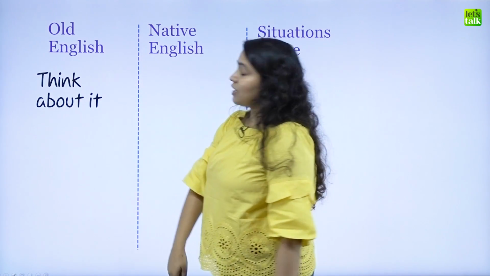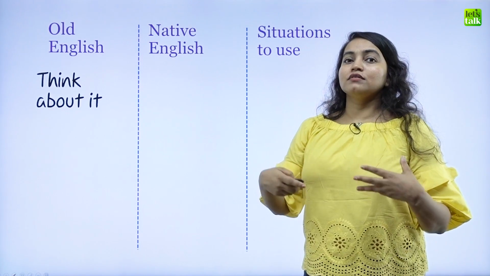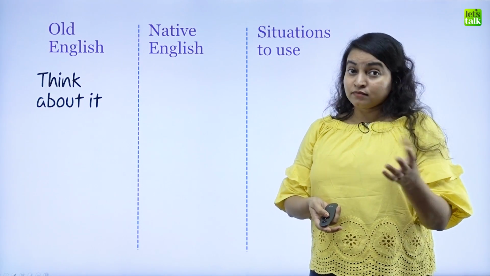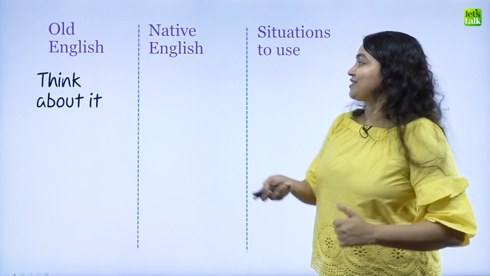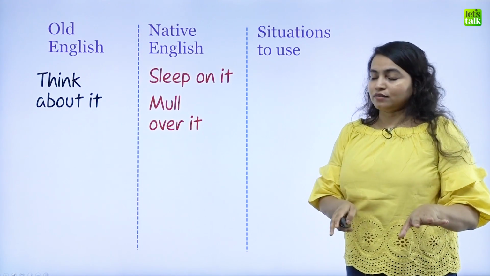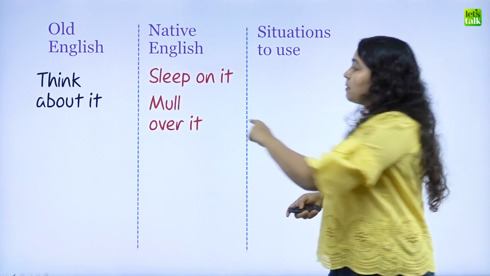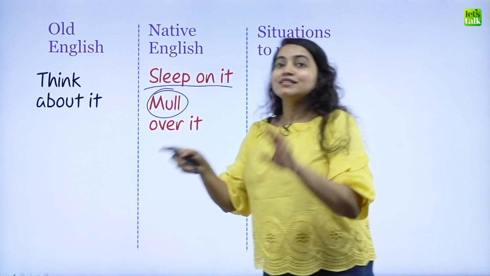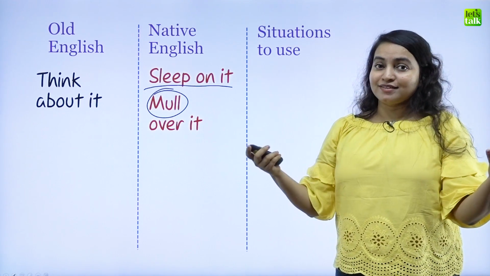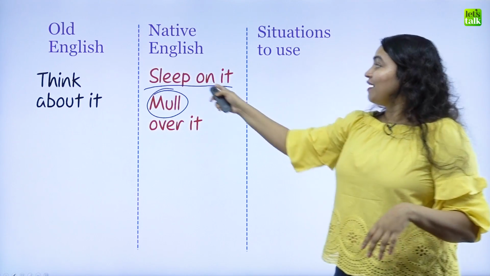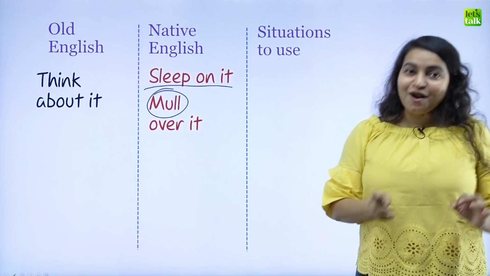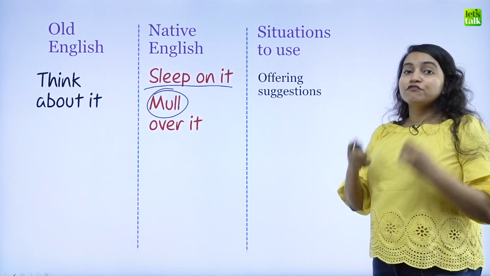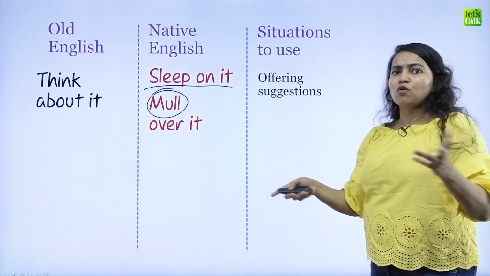Okay, the other old English phrase, when you are giving someone a suggestion, you will tell them, why don't you think about it? A good suggestion, but what is the alternative phrase? You could say, hey, why don't you sleep on it? Why don't you mull over it? Mull basically means to think something through. Sleep on it means take a while, go to sleep, take enough time to really go through your thoughts, and that's where these two phrases come from. Very commonly used by native English speakers. And of course, like I said, it is used when you want to offer suggestions. And that's when you will say sleep on it or mull over it.